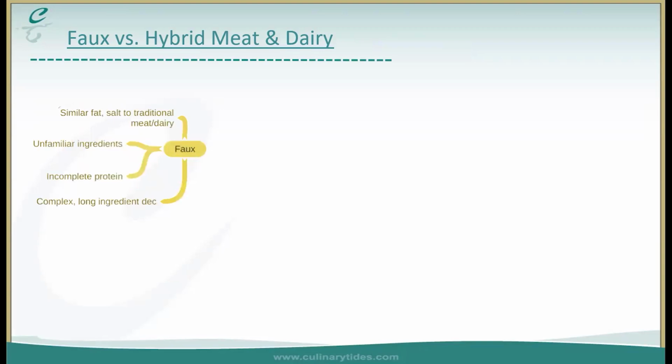Let's look at an example of faux meat versus hybrid meat versus meat and dairy, actually. So the problem consumers are having with faux meat is it has similar fat and salt to traditional meat and dairy, so there's not an advantage there. Unfamiliar ingredients on the deck. They are all incomplete proteins because they are plant sourced, and they have complex long ingredient decks.